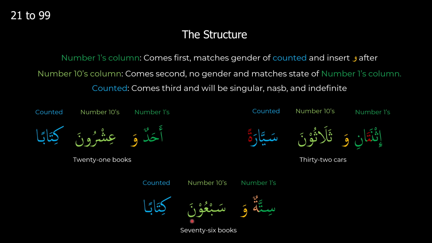And then we have sab'una for 70, so no gender, and it's going to match the state of the number in the ones column, which is rafa. And then we just have kitaban. So this is 76 books.